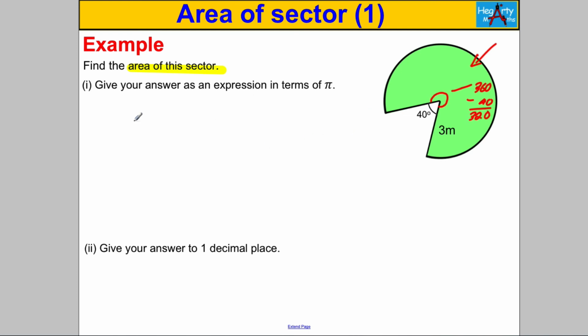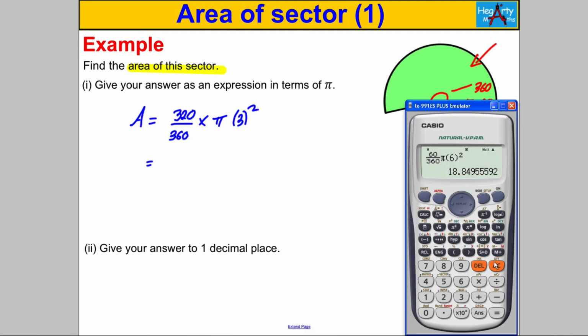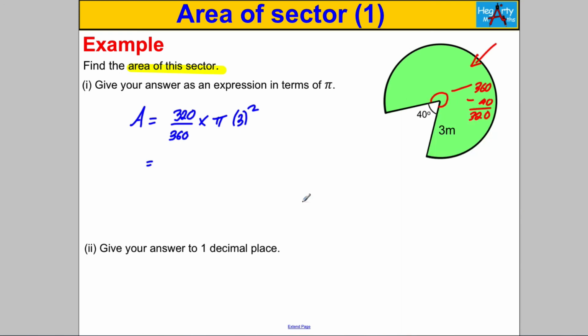So to work out this area, the area is the fraction of the circle we have, which is 320 degrees out of a total of 360, multiplied by pi r squared, where r in this case is 3 meters given to us. So again, tap that in the calculator, and you get 8 pi. So the answer there is 8 pi.